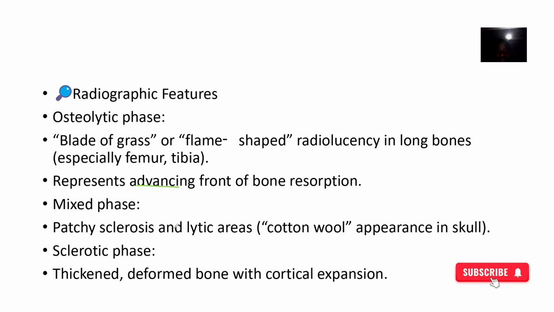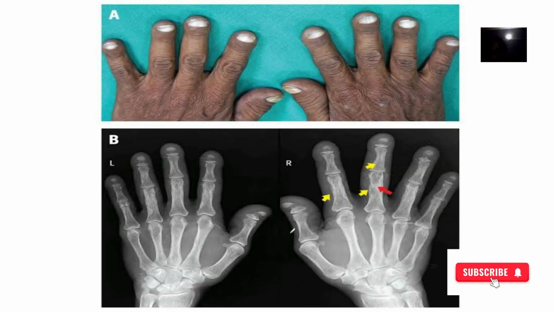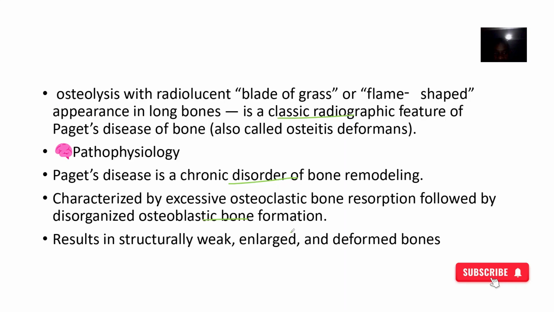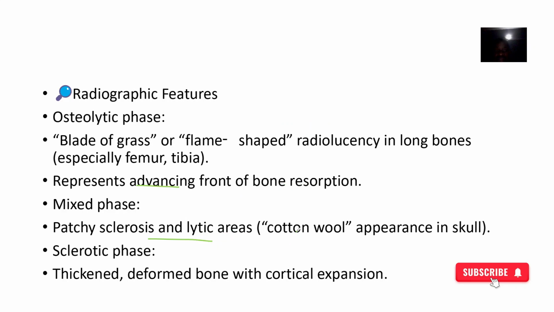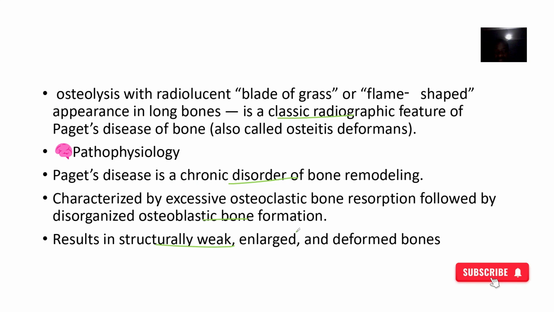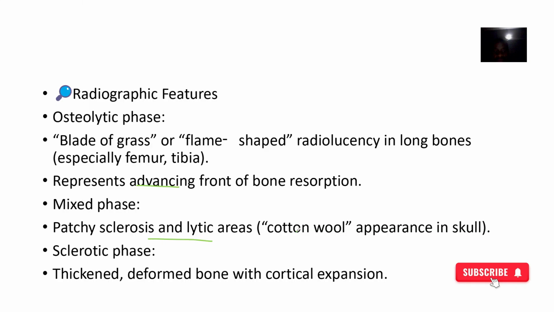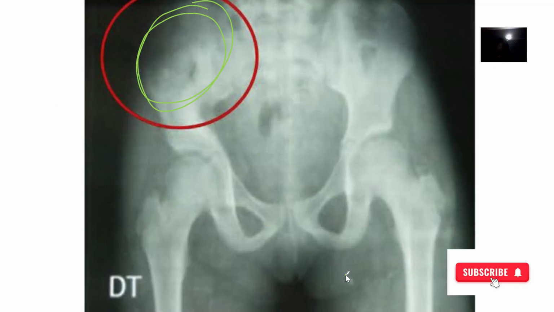So mixed phase, you see patchy sclerosis and lytic areas, usually called cotton wool, but that one is usually seen in the skull. I did bring the picture of the skull here. So it results in structural weakness, enlargement, and the bones are deformed. Okay, this is just the pathophysiology rather. So sclerotic phase is when you're having thickened, deformed bones with cortical expansion.